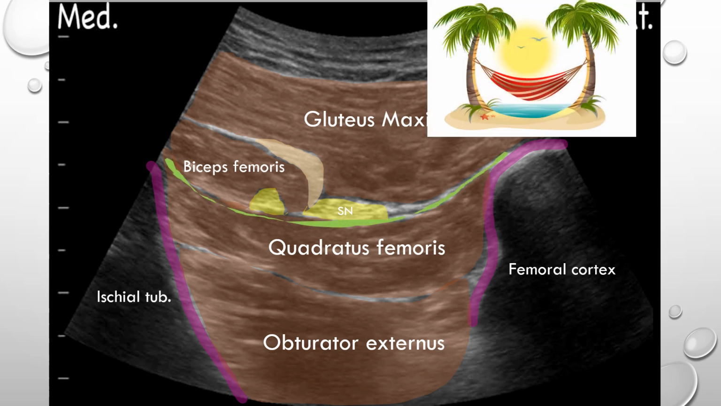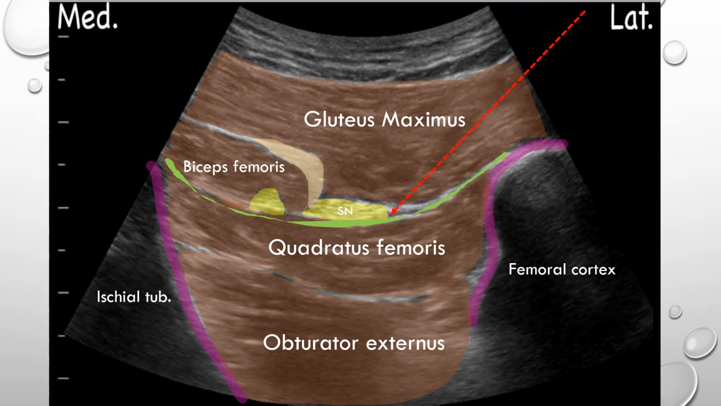This typical image looks like the sciatic nerve is on a hammock stretched between two trees, like the femoral cortex and the ischial tuberosity, and the hammock is stretched between these two landmarks where the sciatic nerve is suspended. A needle is approached from a lateral to a medial direction to make contact with the sciatic nerve and then inject the local anesthetic.